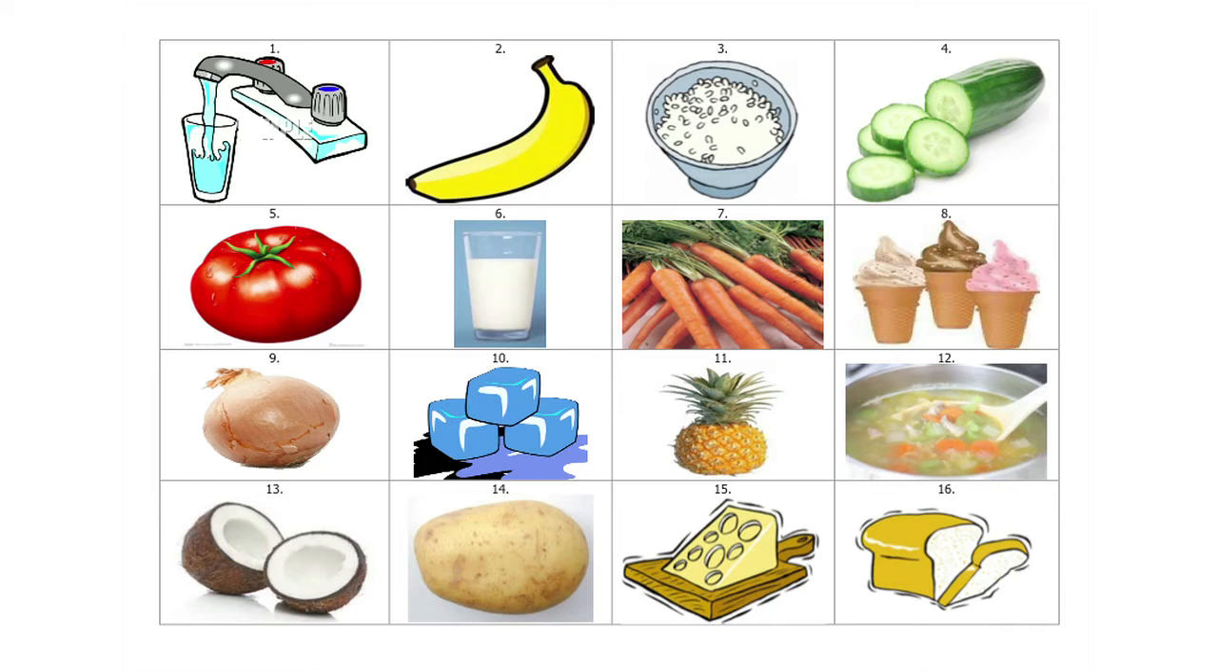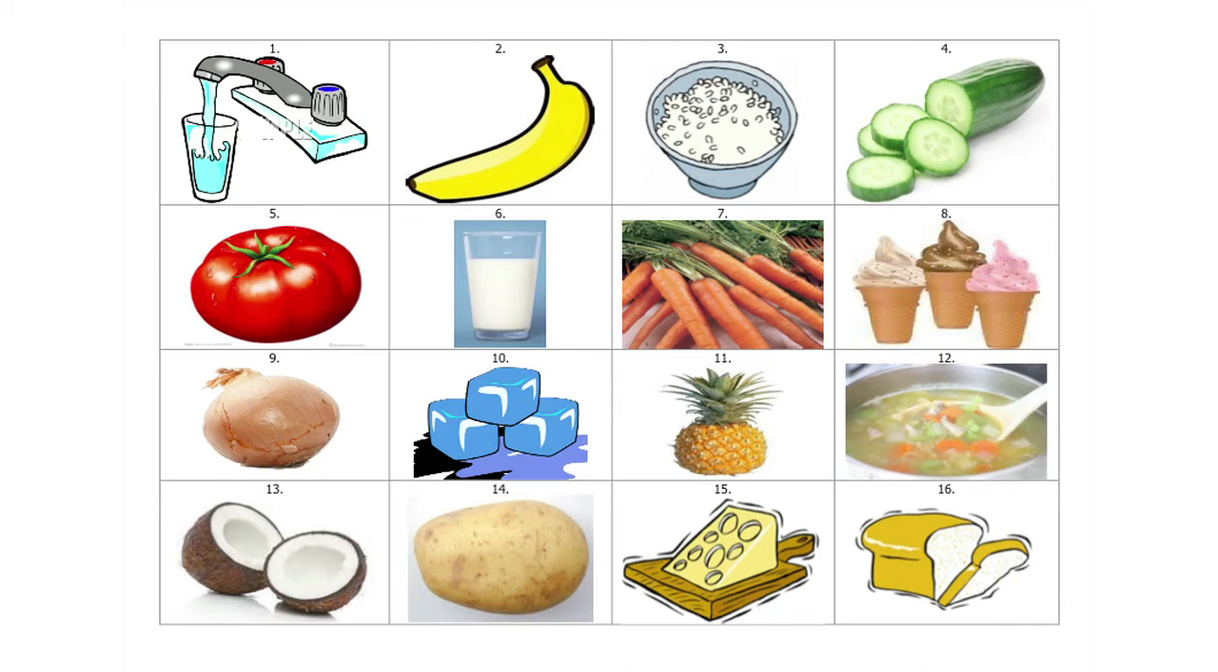Number 8. What is it? Ice cream. Is it countable or uncountable? Uncountable. Good. Number 9. What is it? Onion. Good. Is it countable or uncountable? Countable. Good. Number 10. What is it? Ice. Good. Is it countable or uncountable? Uncountable. Good. Number 11. What is it? Pineapple. Good. Is it countable or uncountable? Countable. Good. Number 12. What is it? Soup. Is it countable or uncountable? Uncountable. Good. Number 13. What is it? Coconut. Good. Is it countable or uncountable? Countable.